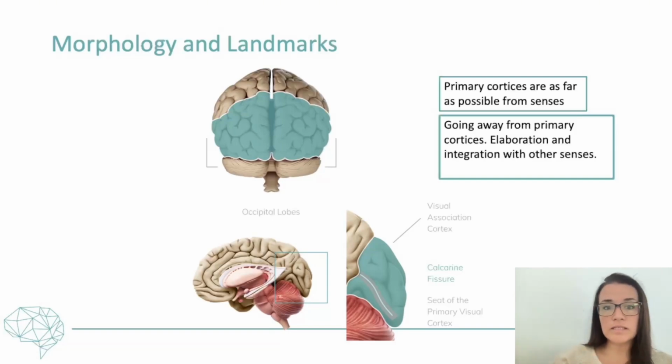And the reason for this is that when the senses move away from the primary cortices, there's a lot more elaboration and integration with other senses. And so what we're processing visually, by the time it gets to the visual cortex, has really gone through a lot of integration with other sensory information.